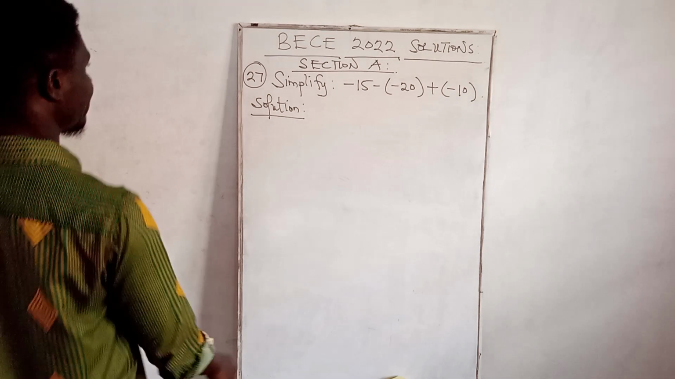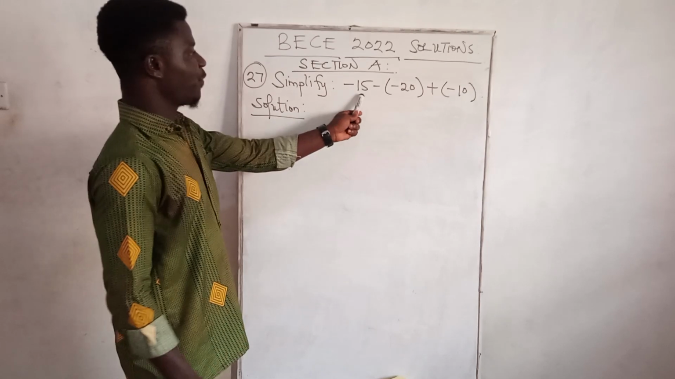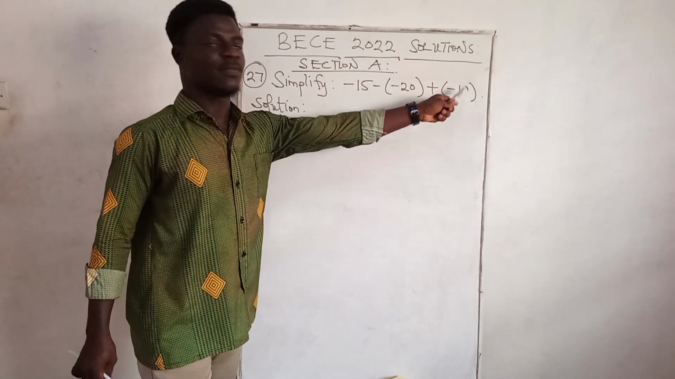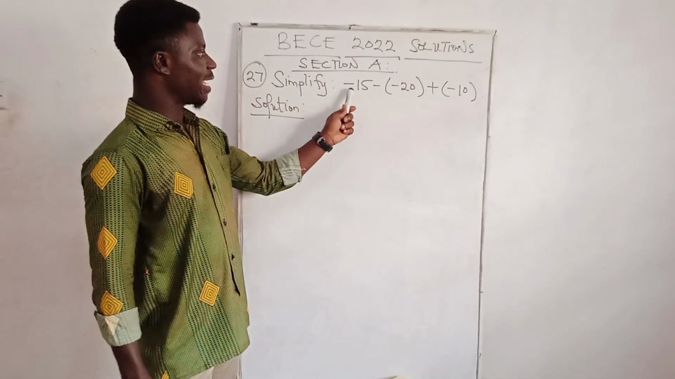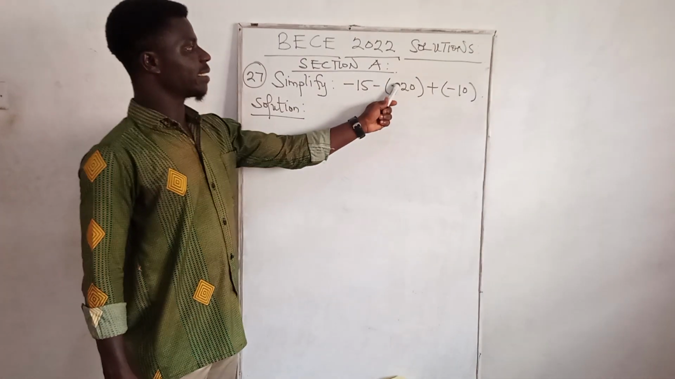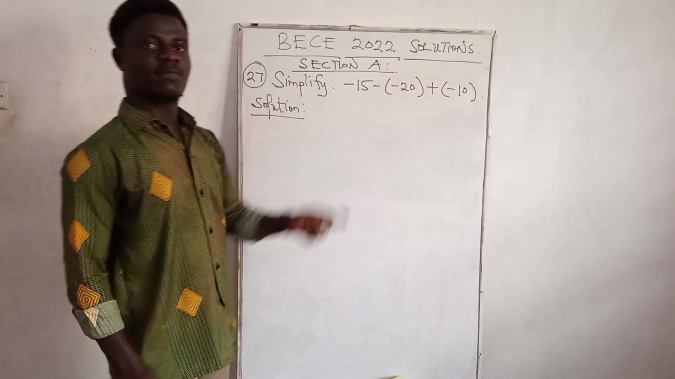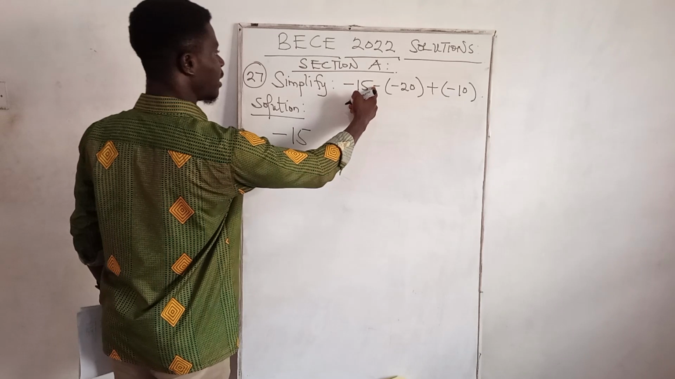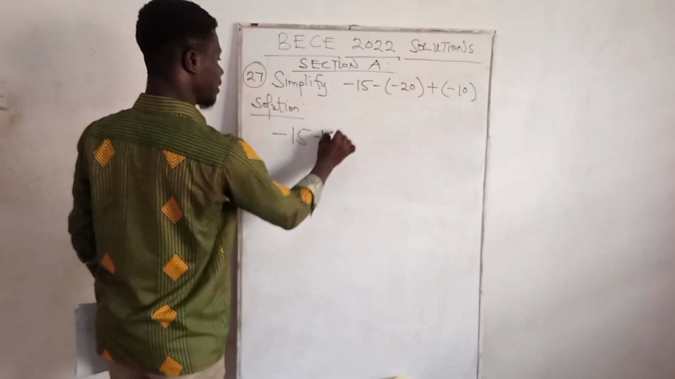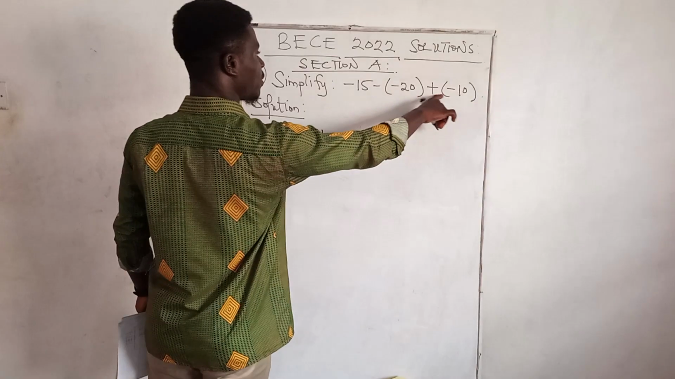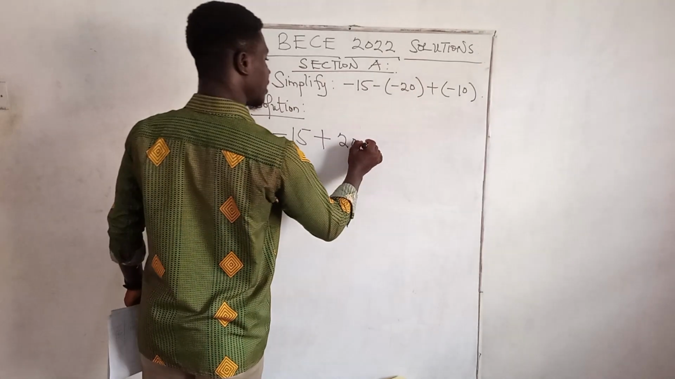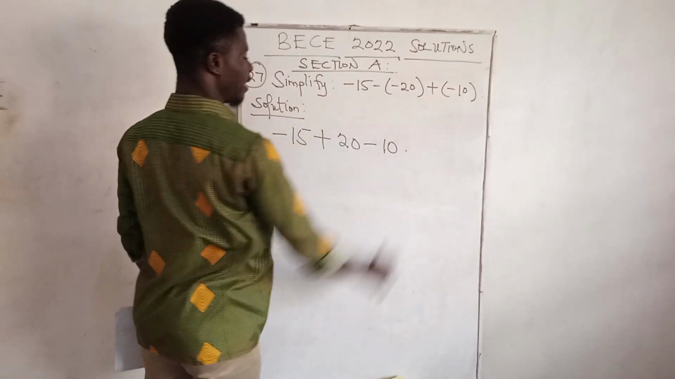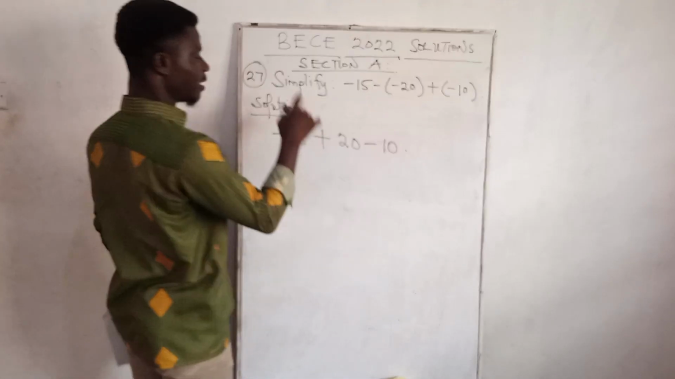Alright, so now let's see. Simplify negative 15 minus negative 20 plus negative 10. Negative times negative, we get positive 20. Then positive times negative, we get negative 10, because positive times negative is negative, and negative times negative gives positive.